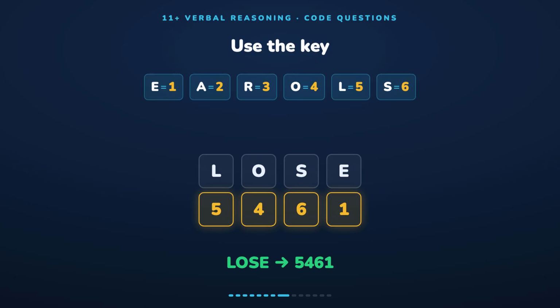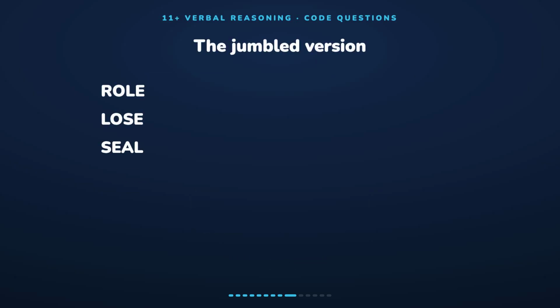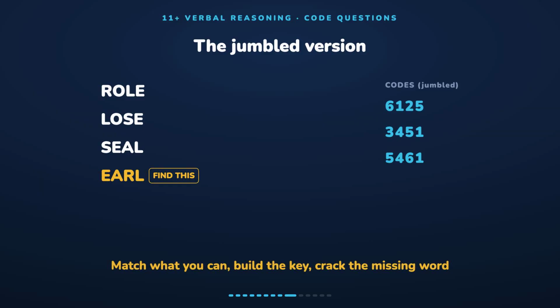That's the whole skill. There's a tougher version the exam loves. You're given 4 words but only 3 codes. They're jumbled, not in order, and one word's got no code at all. Don't panic. Pin any code to a word using shared letters. Build your key one letter at a time and the missing word simply falls out. Patient, letter by letter, and the whole thing unlocks.